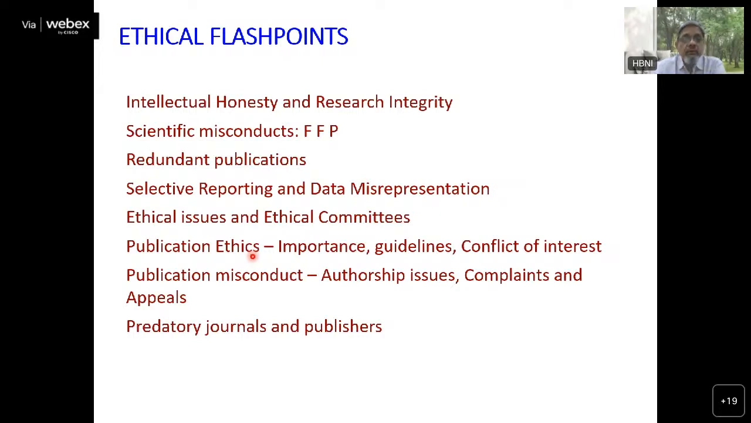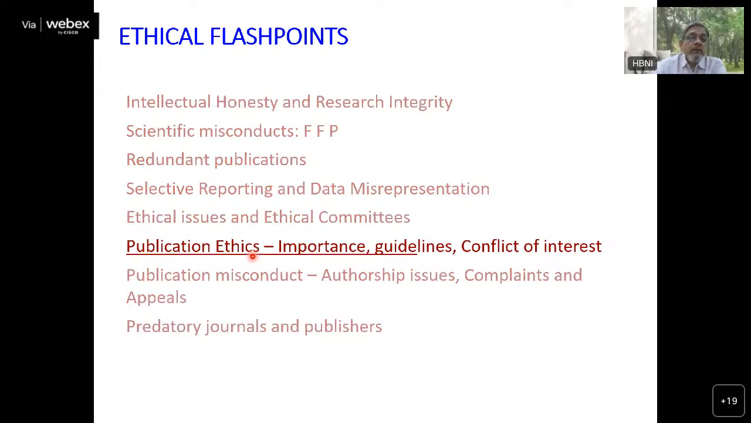Okay, so I'll just briefly introduce you to the next part before ending this lecture. So far, what I have talked to you about was the research part: how you conduct the research, what the problems in conducting research are, the misconducts which happen in conducting research, what the ethical problems are, and how one can try to solve them. But now I'll try to focus on a different aspect of ethics, which is called publication ethics.